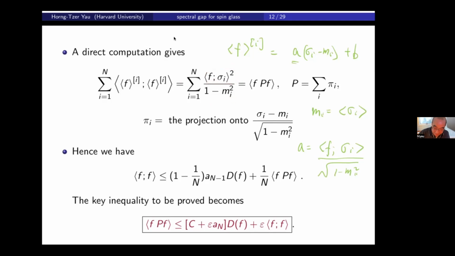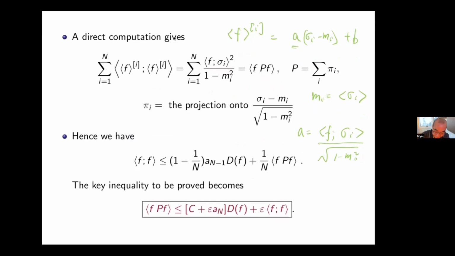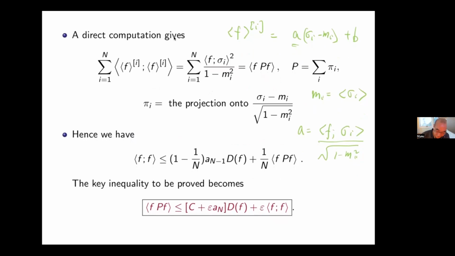And then you realize that if you let p_i be the projection onto this vector, and P is the summation of n projection operators, you write this as f and the projection operator of f. The only thing you need is to prove this projection operator can be bounded by a constant times the Ricci form, and then you are allowed to have some epsilon a_n and epsilon variance term to put in. This was more or less the inequality we proved, and we put it into the previous framework, and it works. So this works for high temperature.